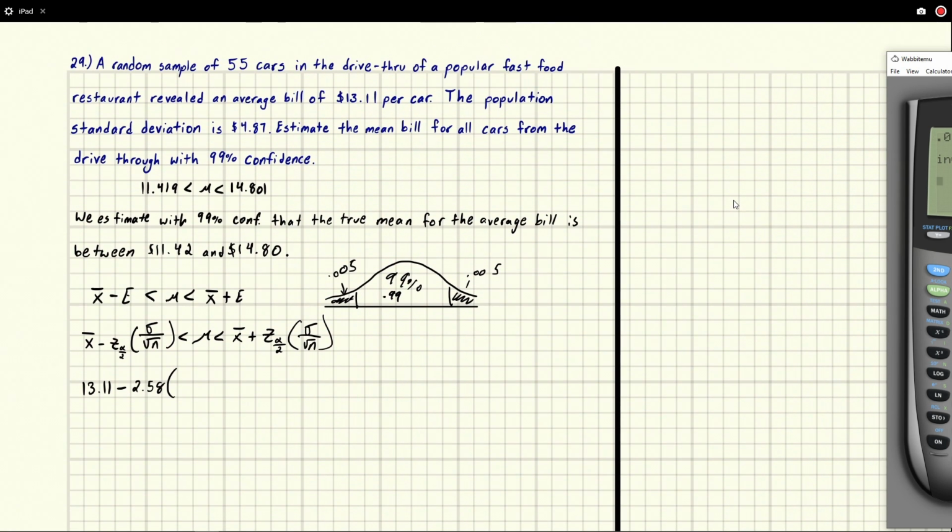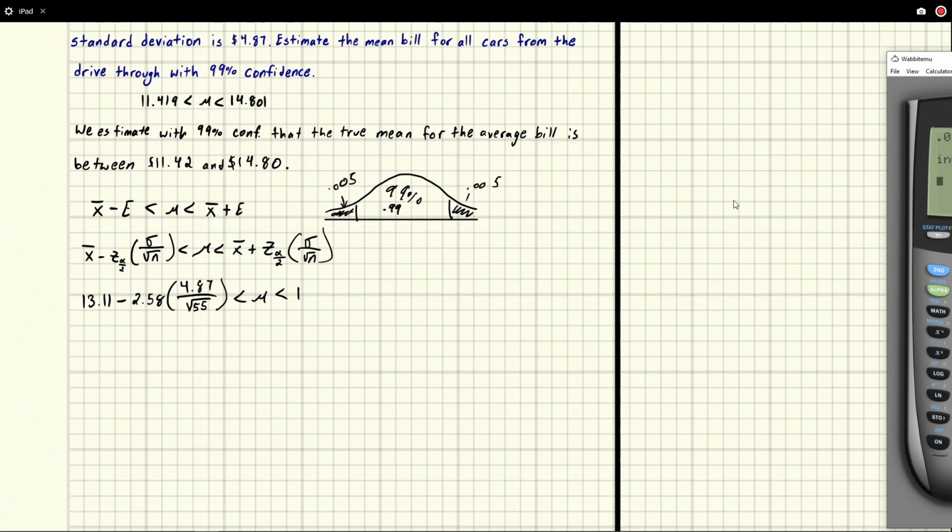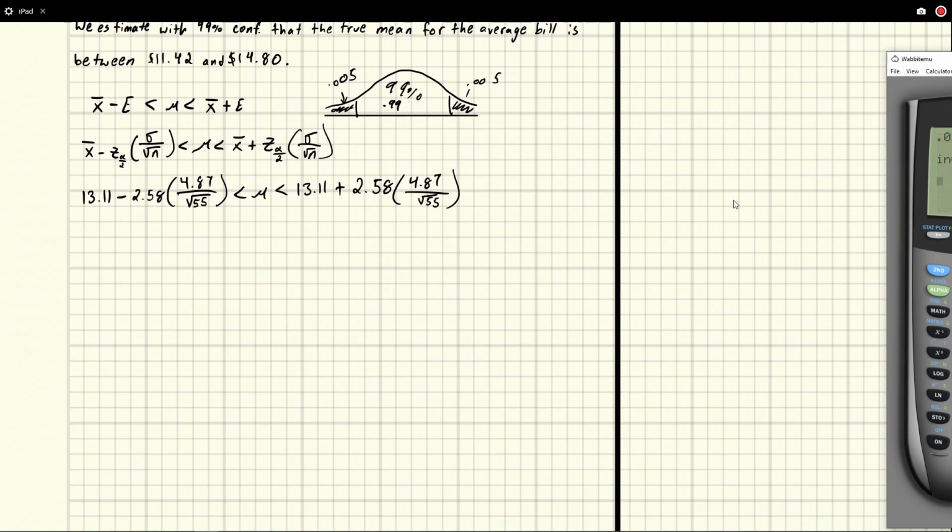So up next, we have our standard deviation. That's 4.87, just continuing to fill in the formula. The square root of n, our n was 55. And now we have the mean, 13.11, except for now we're adding the error. So it's the exact same expression, just added: 2.58 times 4.87 over the square root of 55. Now we just put this thing in our calculator. We're going to get two values with the mean in the middle.